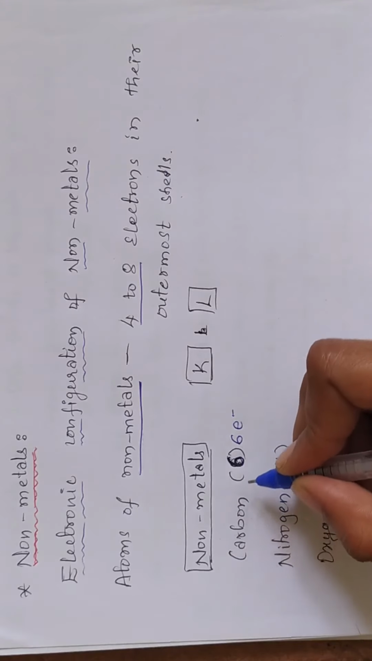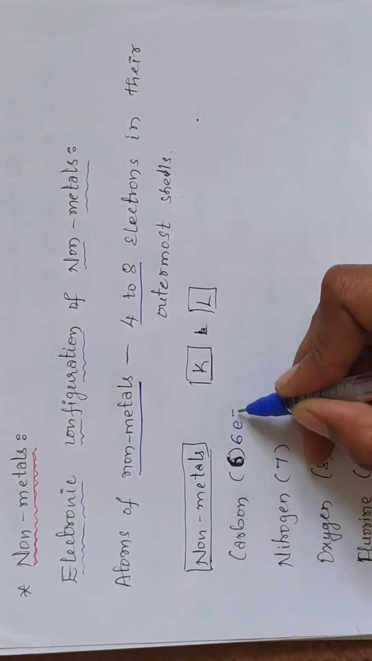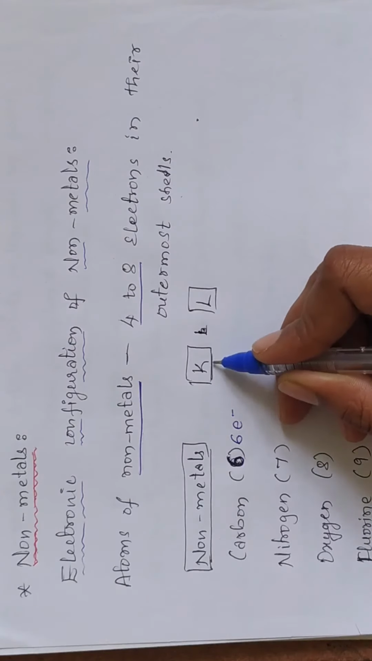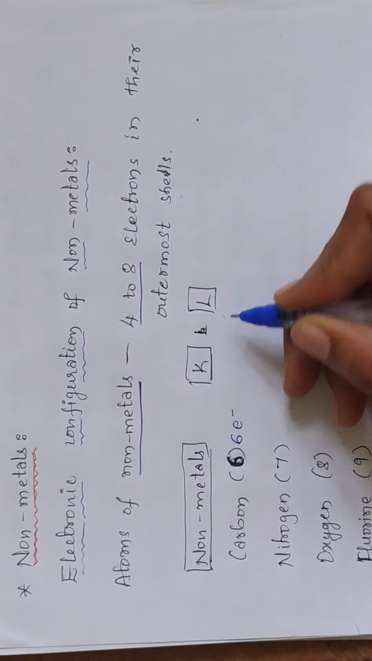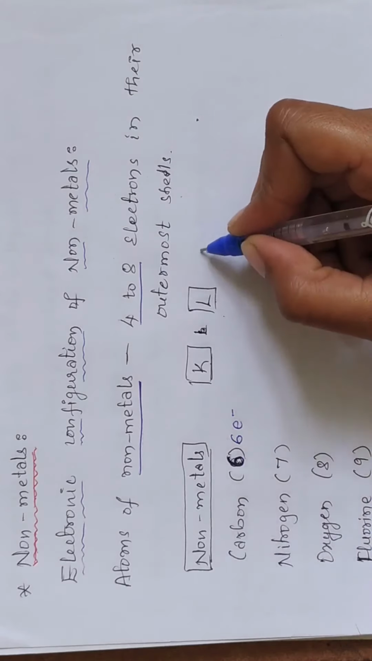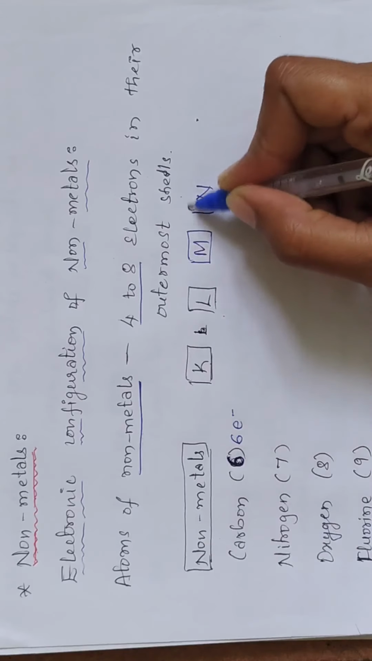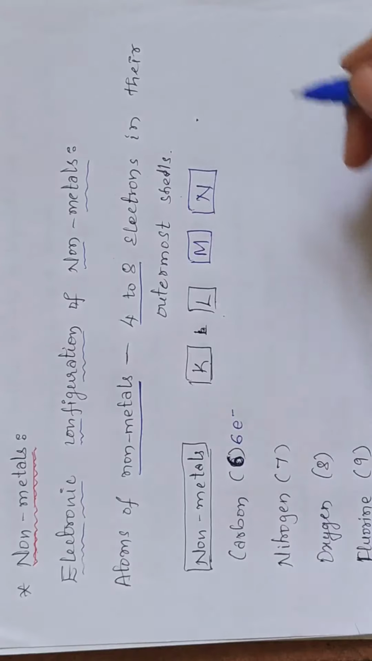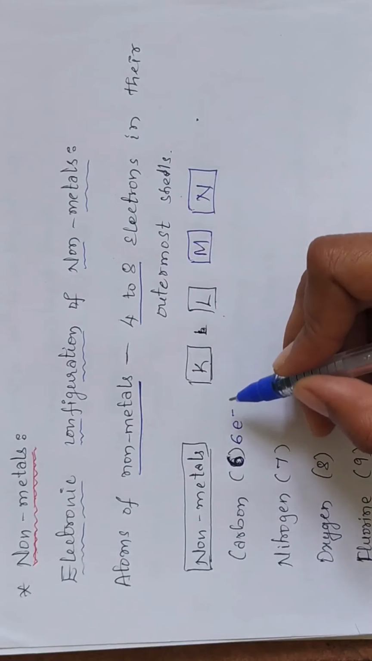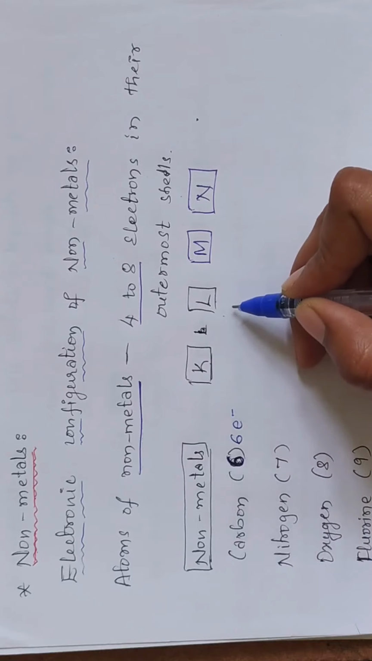Carbon atom has 6 electrons and these 6 electrons are distributed in different shells. This is the K shell and this is the L shell. Next there will be M, N. Like this, different shells are there. First we are placing these 6 electrons in these different shells.